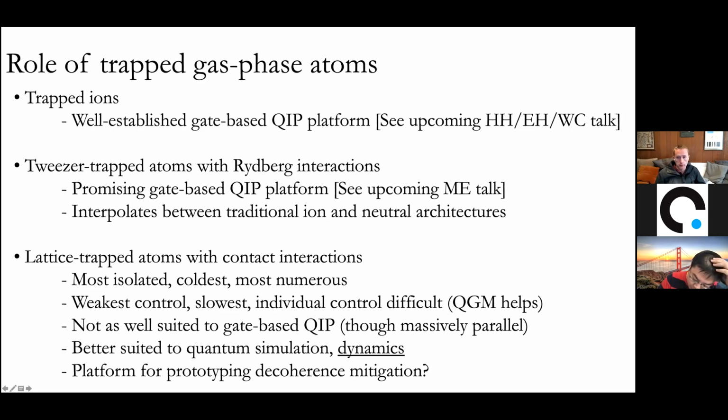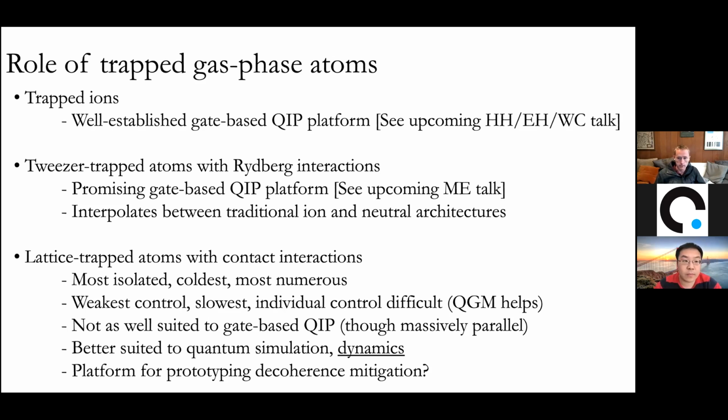However, the invention of the quantum gas microscope in the last decade or so has enabled individual control to get more of a foothold in the space of large-number neutral atom lattice experiments. In some sense, I think this architecture is not as well suited to gate-based quantum information processing the way that trapped ions or Rydberg interacting tweezers are.